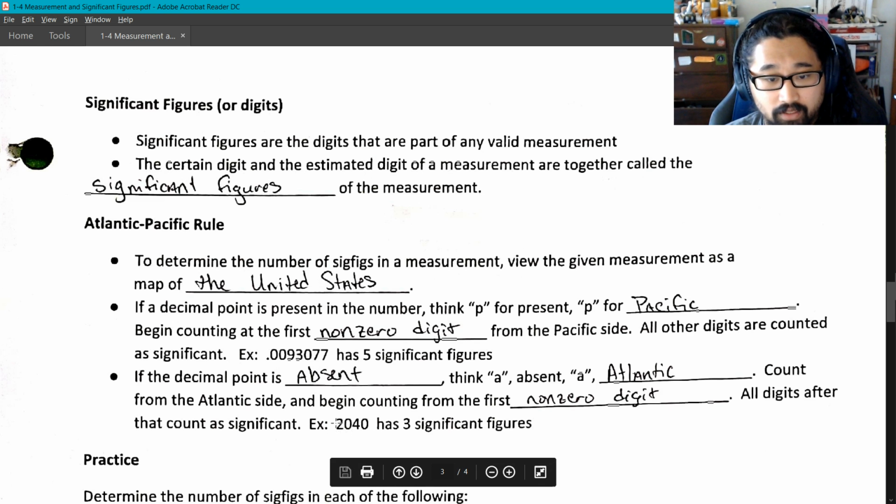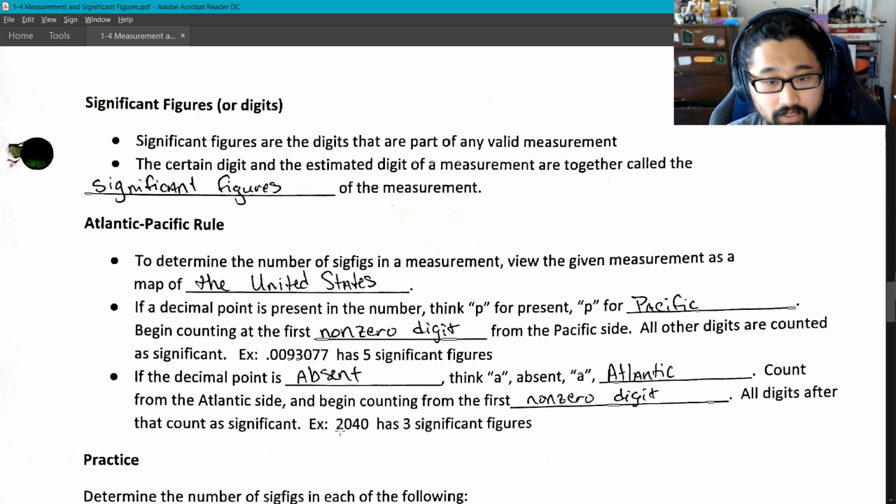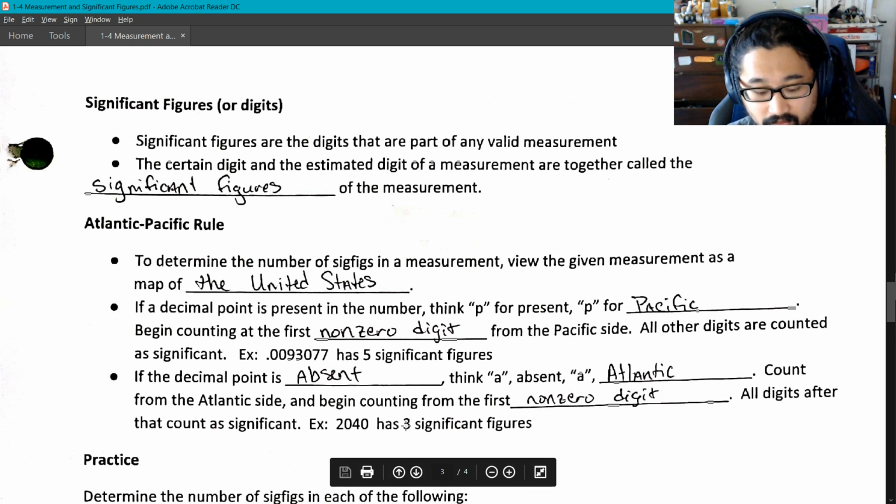So this number here, 2040. There's no decimal place, so I'm going to start from the right side. This is 0, I'm going to skip it. But right here, this number, 1, 2, 3. This number and everything over is significant. That's why this has 3 Sig Figs.